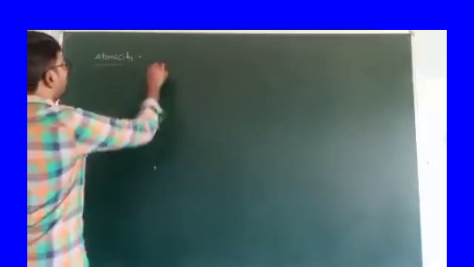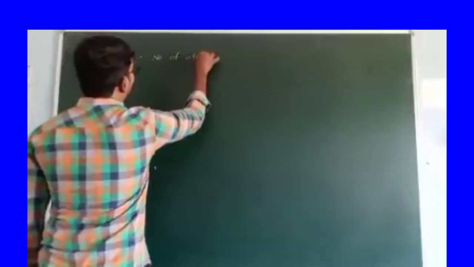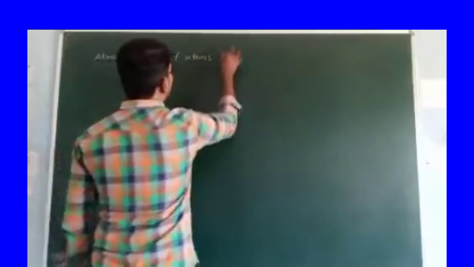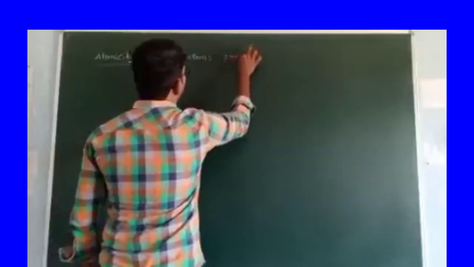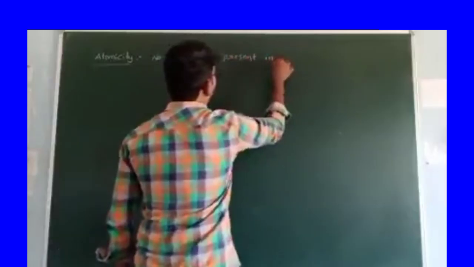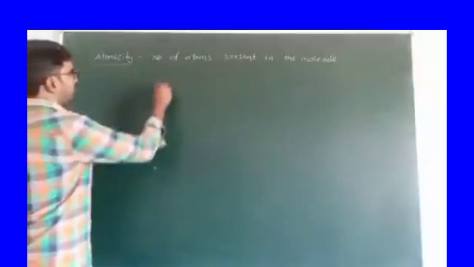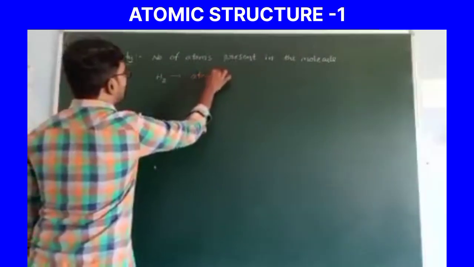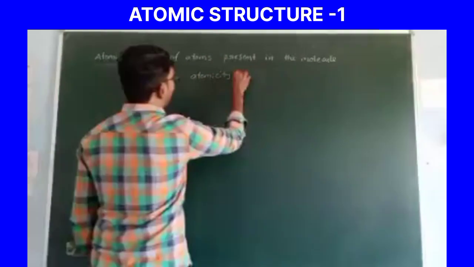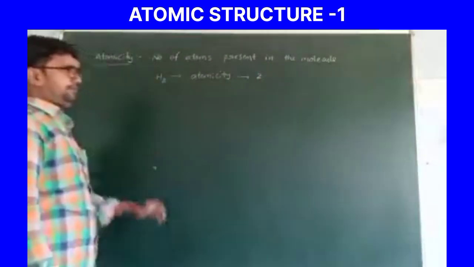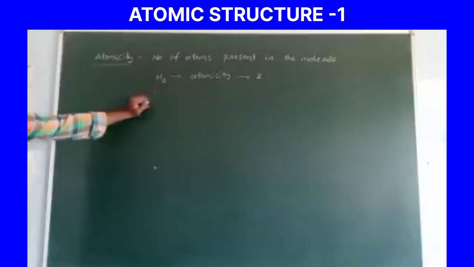Atomicity means the number of atoms present in the molecule. The number of atoms present in the molecule is called atomicity. For example, H2 is given. What is the atomicity of H2? For hydrogen, the atomicity is 2 because two hydrogen atoms are present here.